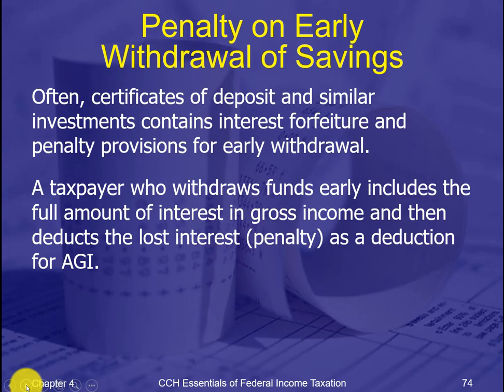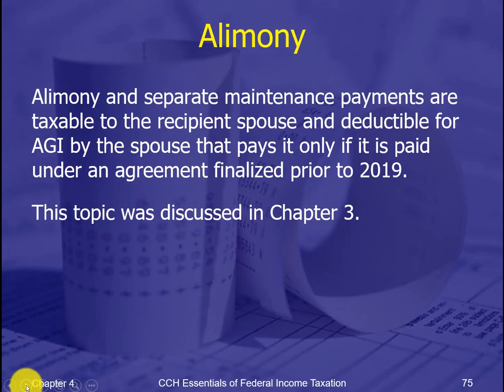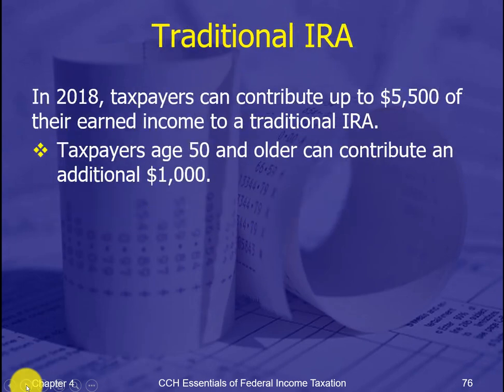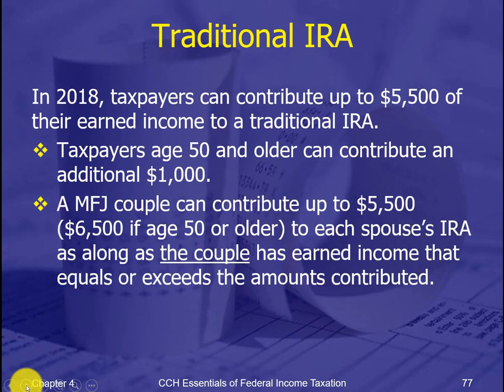All right, penalty doesn't come up very often, but you see there what the rules are. Alimony. All right, a little bit more about traditional IRAs. $5,500 maximum. This is your actual deductible, so that you deduct it now. When you pull it out later, you're going to have to pay taxes on it.